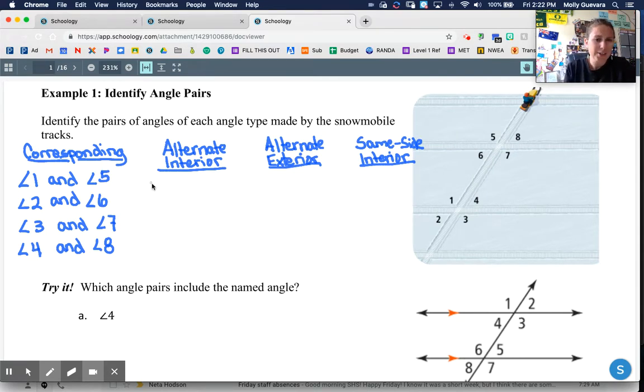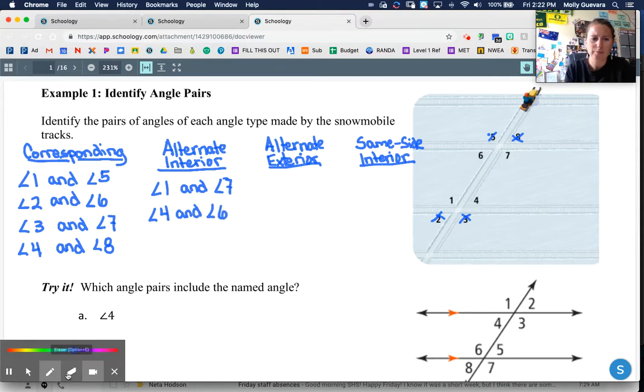Alternate interior now. So I'm only looking at numbers inside the parallel line. So I'm not looking at these guys at all. I don't care. Those are outside. Okay, so angle 1 is to the left and inside. So the alternate interior would be to the right and inside, which is 7. So angle 1 and angle 7 are alternate interior angles. And then vice versa, angle 4 is to the right of the transversal. So up here I need to go to the left, and that's angle 6. So hopefully that's making sense.